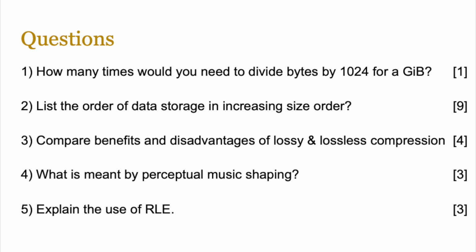Okay, that's enough for this particular lesson. You should be able to answer the following questions. How many times would you need to divide bytes by 1024 to get a gibibyte? You should also be able to list the order of data storage in increasing size order. You should also be able to compare benefits and disadvantages of lossy and lossless compression. You should be able to explain what is meant by perceptual music shaping, and you should be able to explain the use of run length encoding, RLE.